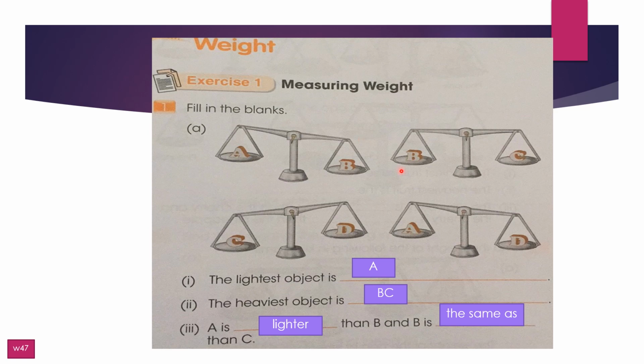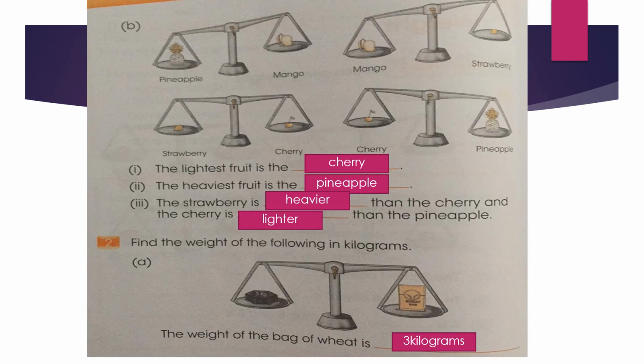Okay, so look at what is the other. Okay, A. So that means the lightest object is A. The heaviest object is, what is that? B and C. Okay, next, A is what? Lighter than the B, and B is the same as C. Question. Next is, okay, we can see this page.